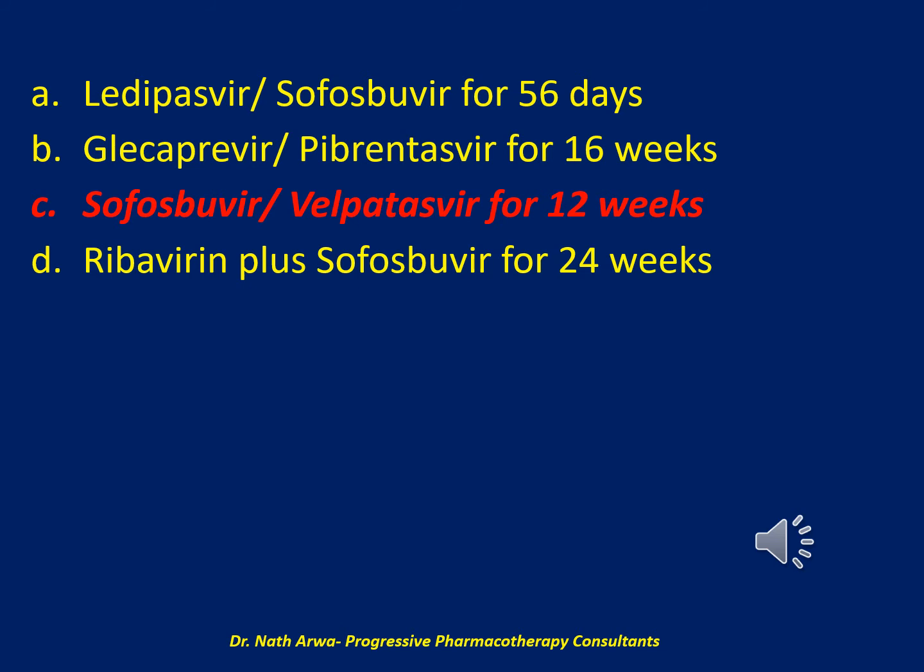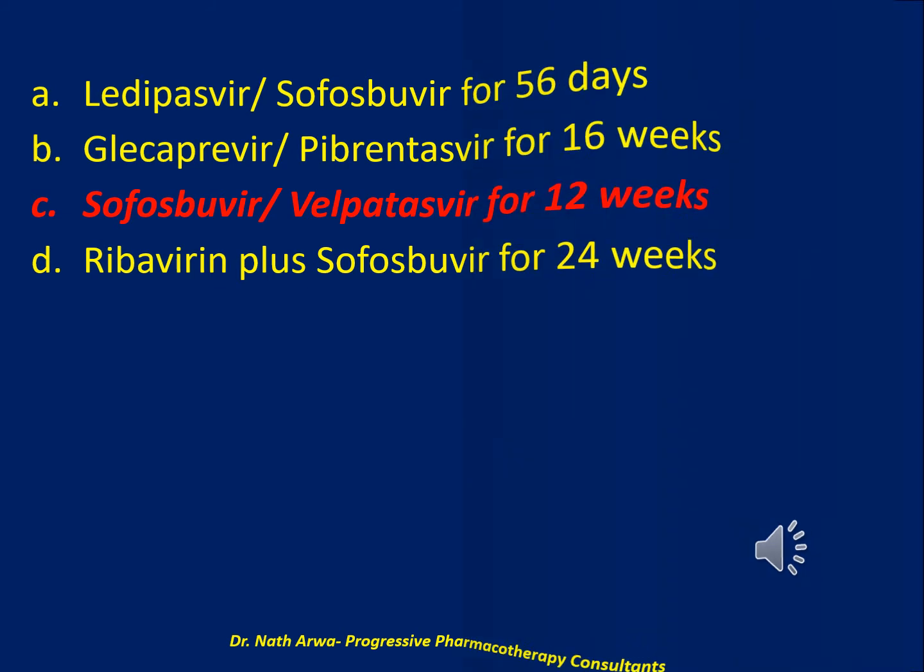Although glecaprevir and pibrentasvir may be an option in patients with cirrhosis with genotype 3 infection, the duration of treatment should be 12 weeks. Option A is not recommended for genotype 3 virus since it is only indicated in all genotypes except 2 and 3. Kindly proceed to the next question.